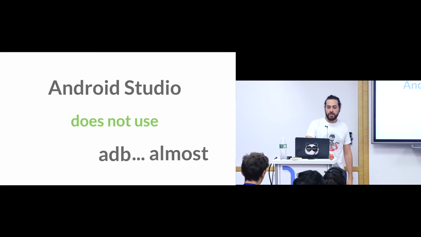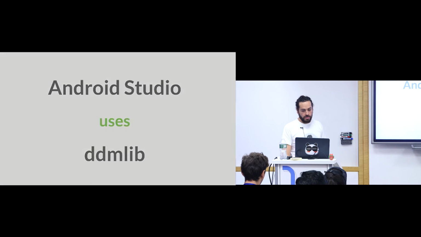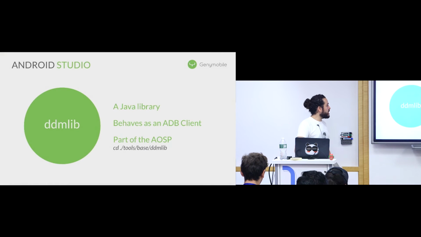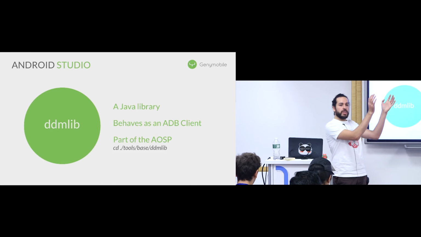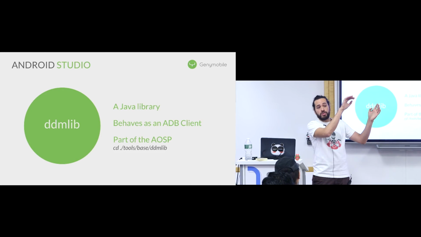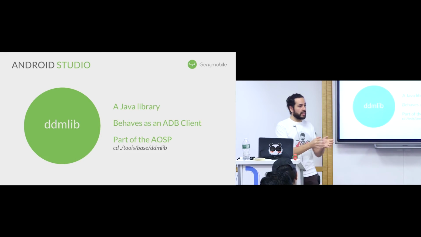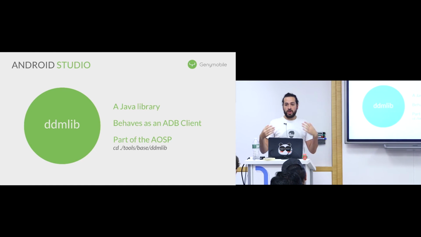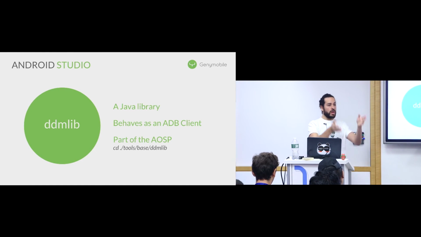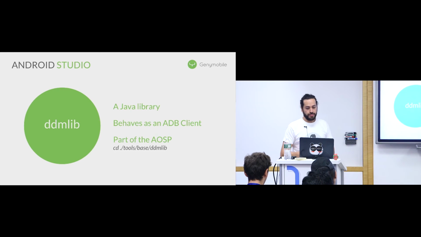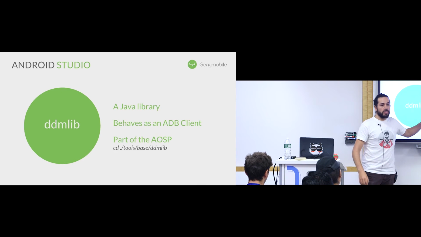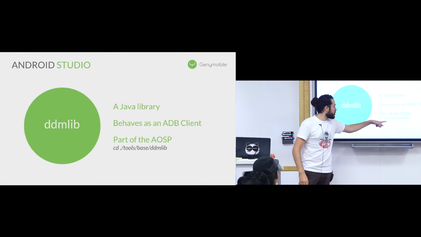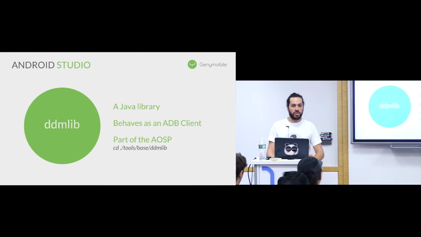Actually, Android Studio uses DDMlib. DDMlib is a Java library. It behaves like an ADB client. Do you remember when I showed you the ADB client sending this message through TCP to the server? That's exactly what DDMlib does. It opens a client socket, and it will just ask questions and communicate with the server. You can find the source code of DDMlib on many branches, but for Android Studio, you have it at tools/base/DDMlib.